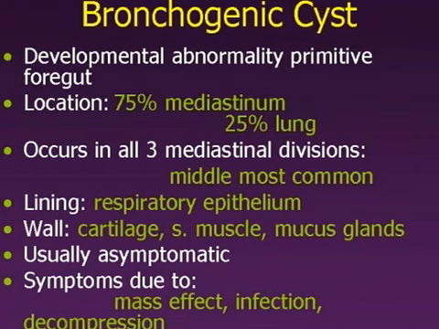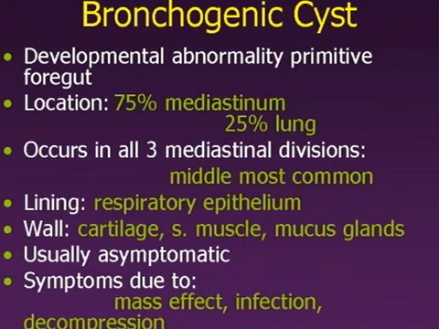This is a true cyst, so the lining is of epithelium, in this case respiratory epithelium, whereas the wall of this cyst has cartilage, smooth muscle, and mucus glands within it. Because of the mucus glands, you can have a variable amount of proteinaceous material in these cysts.